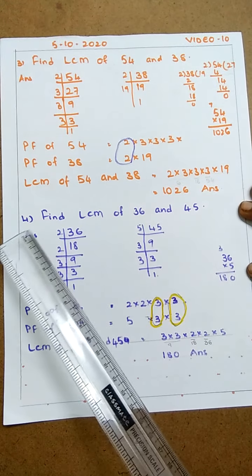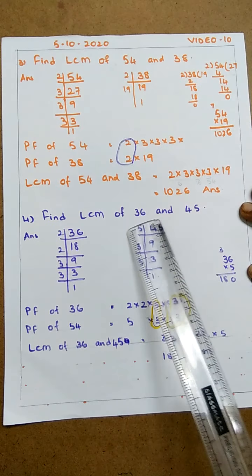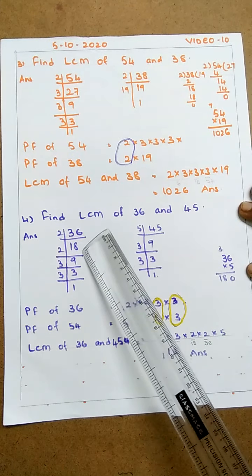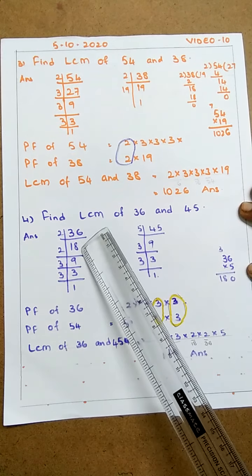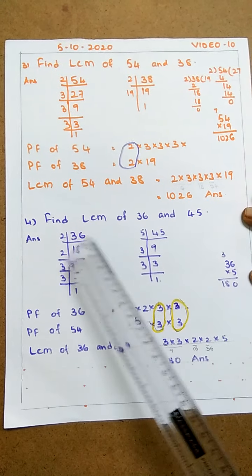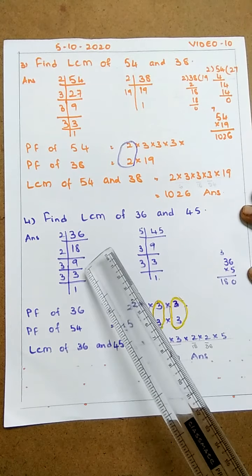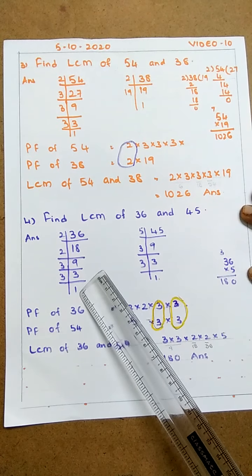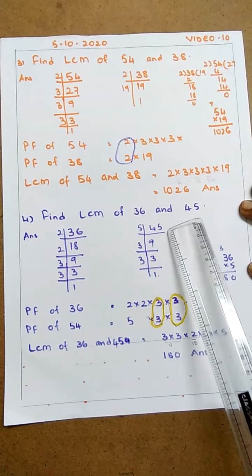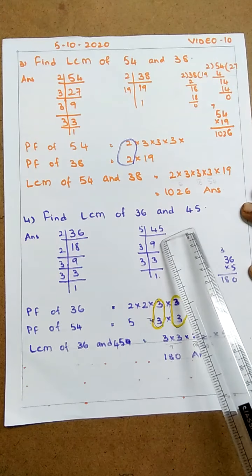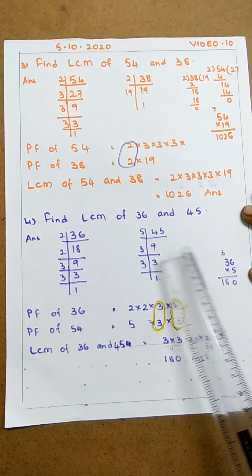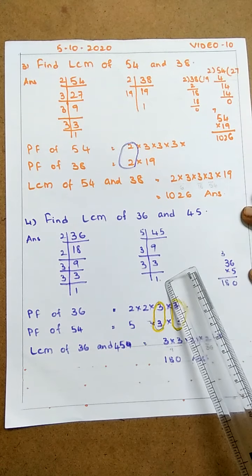Now, another sum. Find the LCM of 36 and 45. 36 is an even number. Let us divide it by 2. 2 18s are 36. Again, 18 is divisible by 2. You get 9 as quotient. Divide 9 by 3. You get 3 as quotient. 3 divided by 3, you get 1 as quotient. Now, 45. It's divisible by 5. So, 5 9s are 45. Again, you got 9 here. Divide this 9 by 3, you have 3 as quotient. Divide 3 by 3, you get 1 as quotient.